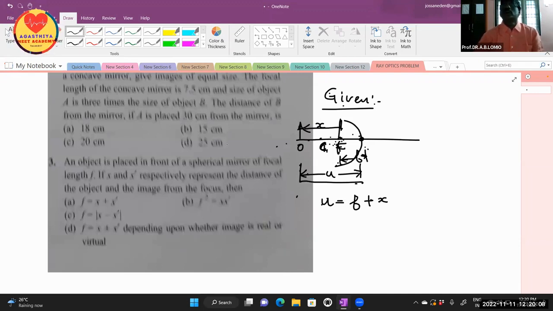The most important thing is that we have to measure the distance always from the pole. But in this problem, the distance of the object is given from the focus point. That is taken as f. So the distance before that is small f. If you add both, it will be the position of the object. Similarly, v is equal to f plus x dash. With this, we have to find out the relation between f, x and x dash. Use this condition in the mirror equation. We can automatically arrive at the answer. Try.